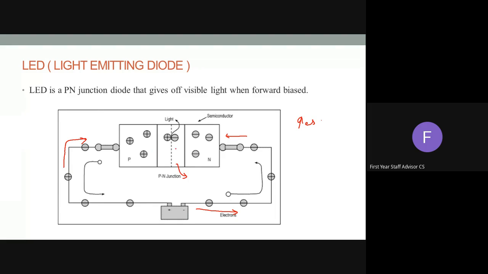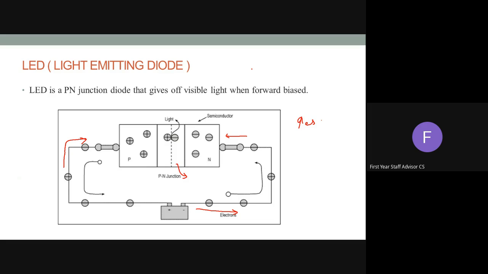So what happens? The electrons on the n side will move to this side, and the holes on the p side will move to this side. So between these two sides the electrons and holes will meet. There occurs carrier recombination. This electron and hole will collide or meet up, and they recombine with each other. Electron and hole recombine because they are oppositely charged particles.